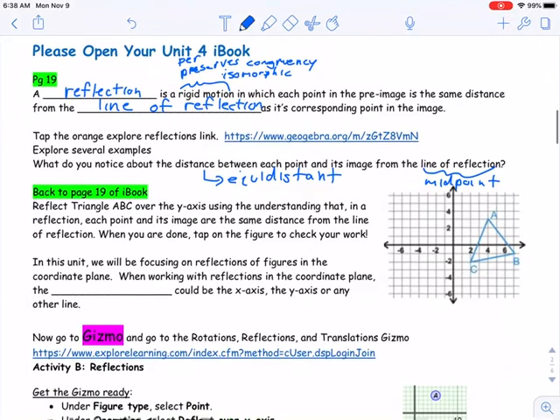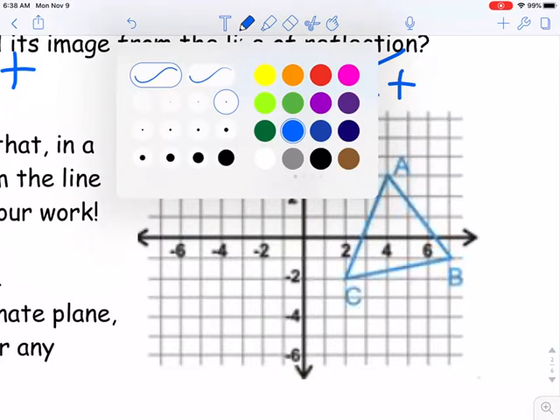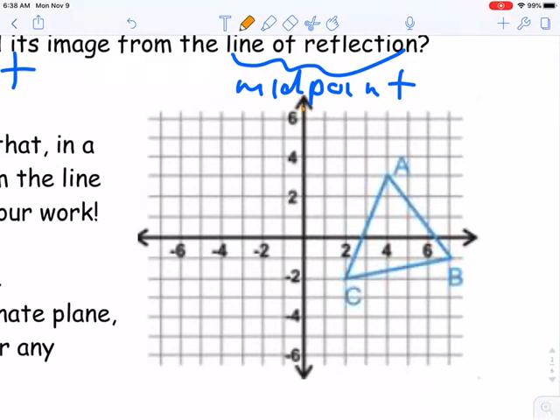All right, so now we're back in the iBook. So we're going to reflect triangle ABC over the y-axis using the understanding that in a reflection, each point and its image are the same distance from the line of reflection. When you are done, tap on the figure to check your work. We're not going to tap the figure because we're not in the iBook. But here's the line of reflection.